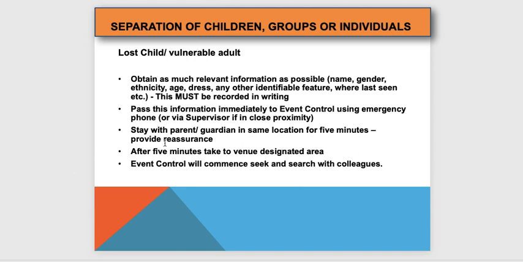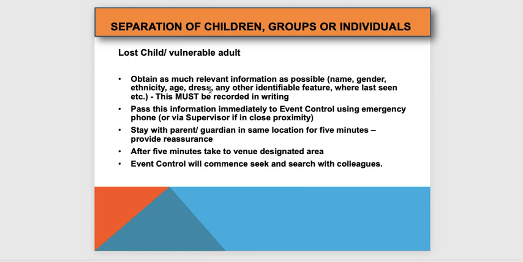So what you've got in there is name, gender, ethnicity. Again, keep it quiet. Pass this information to the event control using the emergency phone or the supervisor. But when you're speaking on the emergency phone, cup your hand. Do not shout it out loud. Whisper it around for that exact same reason.